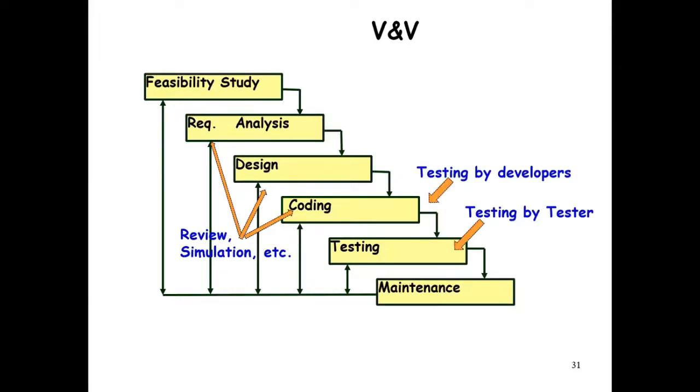Here comes verification and validation, V&V. Review and simulation are done in the verification part, within a phase which can be requirement analysis, design or coding. Testing by the developer and testing by the tester are done in the coding and testing phases respectively.